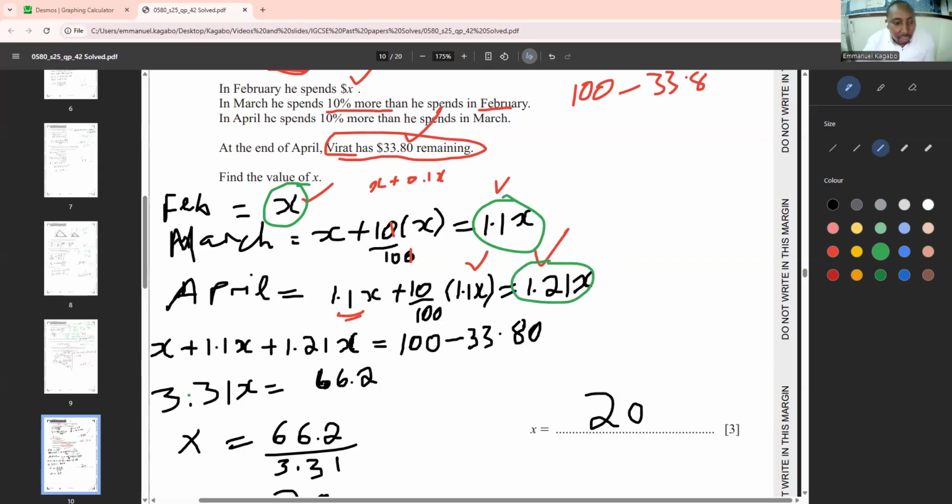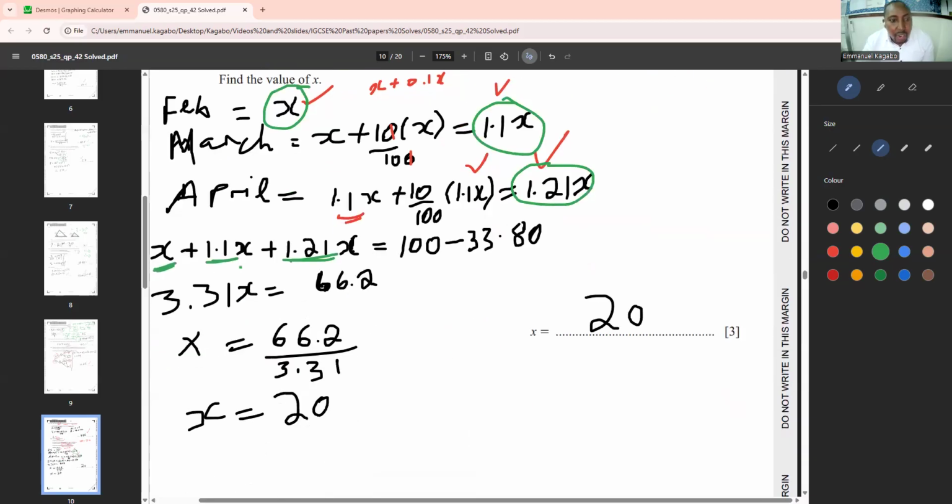So what's the total? The total is what you spend in Feb, what you spend in March, what you spend in April. So that would be equal to what he spent, because that's why he was subtracting here. Now, when you add all of that, gives you that. Then when you subtract this, gives you that. Then you divide. So he was spending, in Feb, he spent 20.